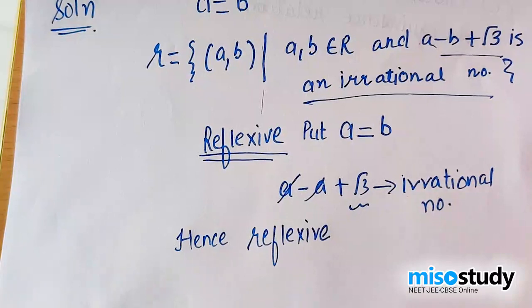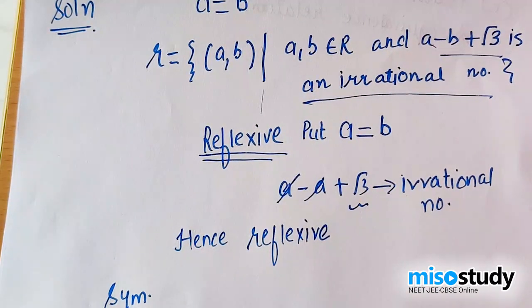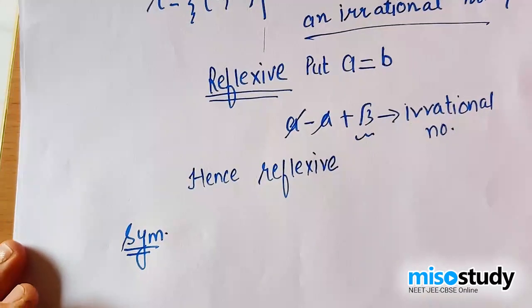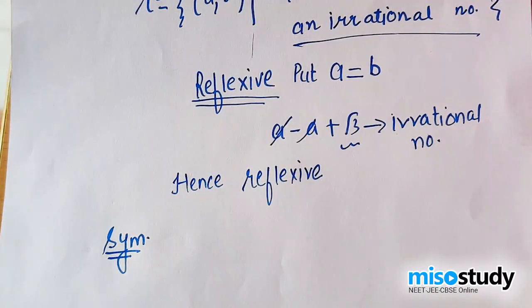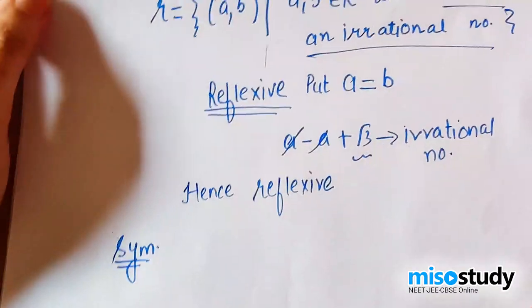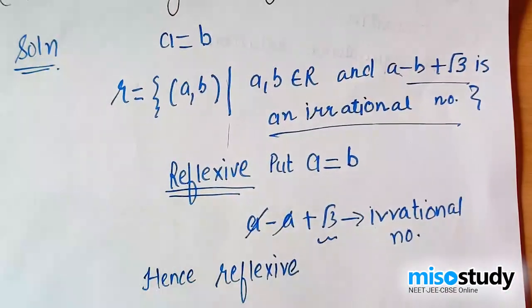Coming to symmetric, let's check whether it's symmetric or not. To check whether the relation is symmetric or not, I just need one example to prove it is not symmetric. Let me frame an example and prove that it is not symmetric. Alright, because I have to check, what will I do in this case? I will check with a few examples. I will take different values.